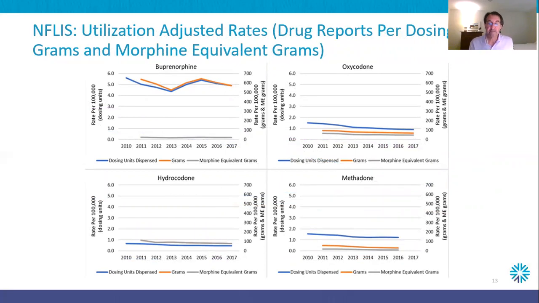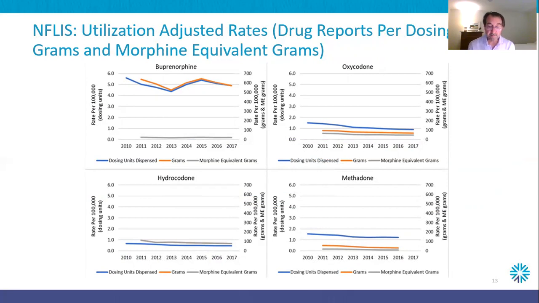In contrast to the unadjusted trends, the trends in NIFLS utilization-adjusted rates for buprenorphine were relatively flat, indicating that diversion, as measured by NIFLS, increased as dosage units dispensed increased, and also grams distributed increased. For other opioids, there were declines in the utilization-adjusted rates, suggesting that the decreases in the number of drug reports exceed decreases in utilization.